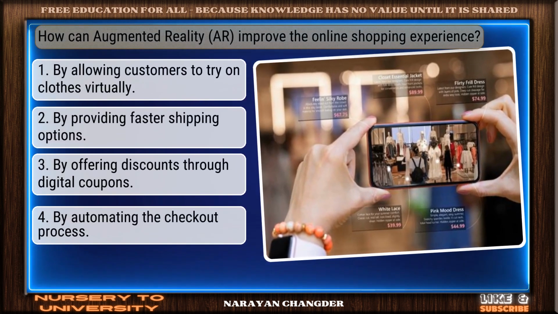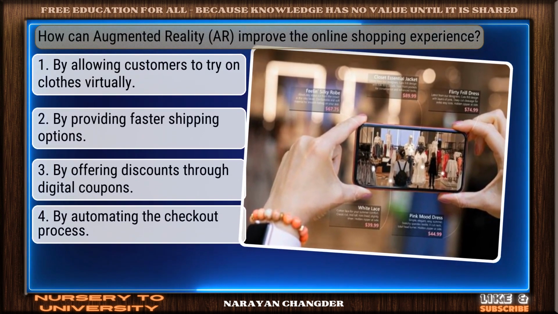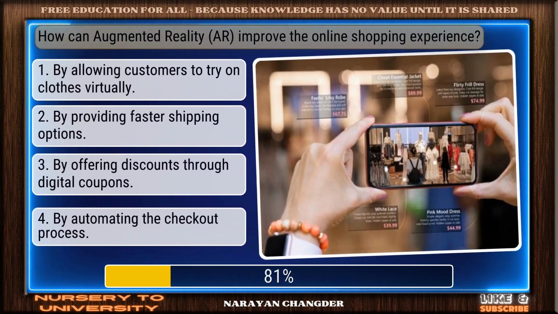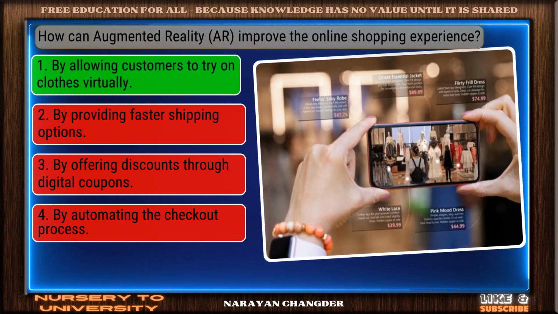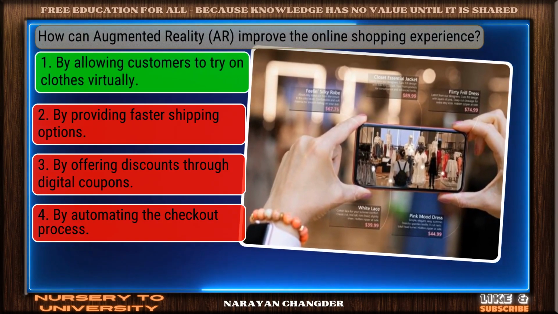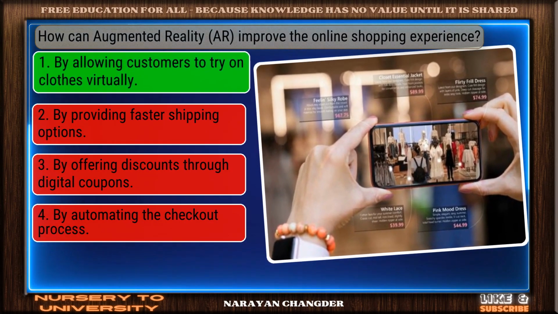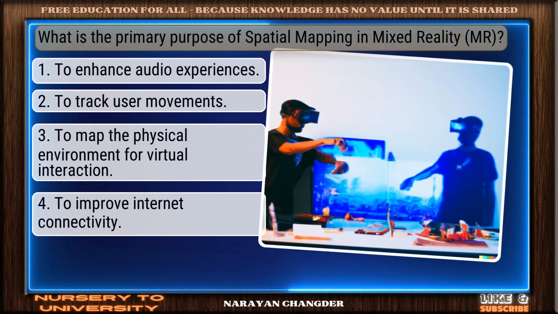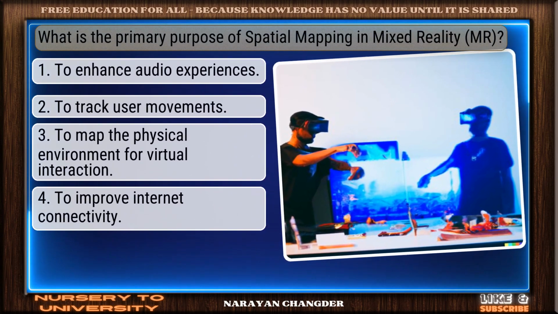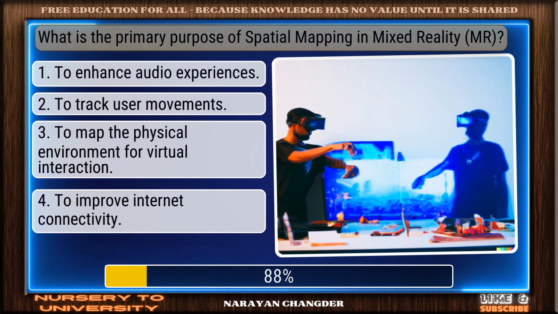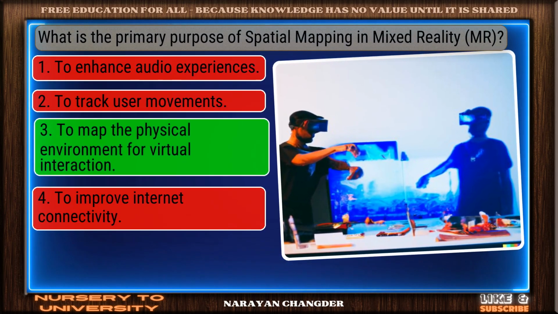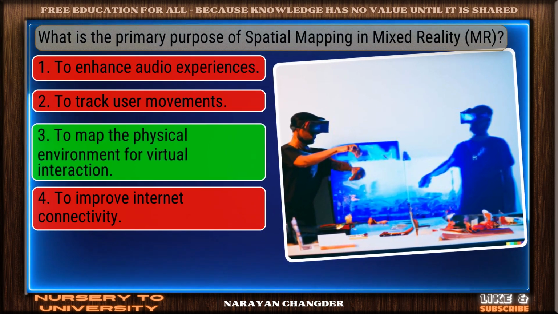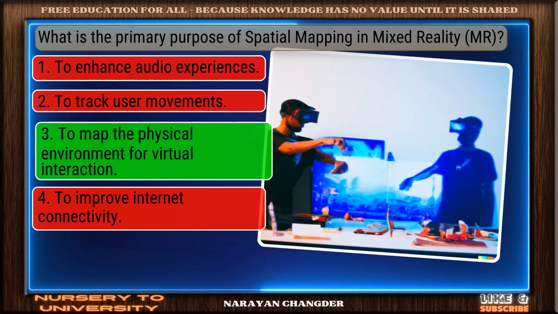Question number 29. How can augmented reality improve the online shopping experience? Well picked. By allowing customers to try on clothes virtually is the correct answer. Question number 30. What is the primary purpose of spatial mapping in mixed reality? Great thinking. To map the physical environment for virtual interaction is the right choice.